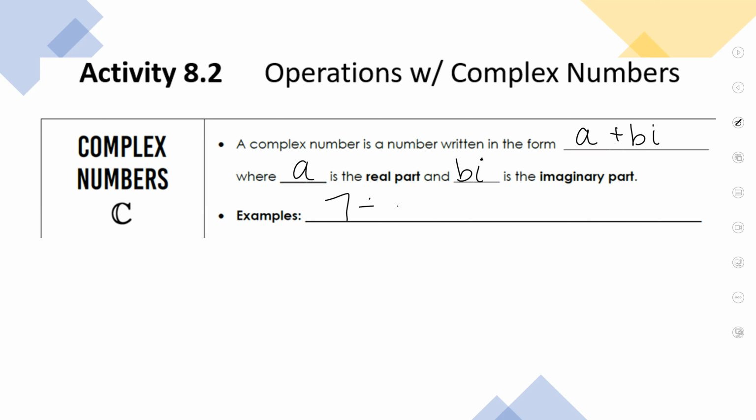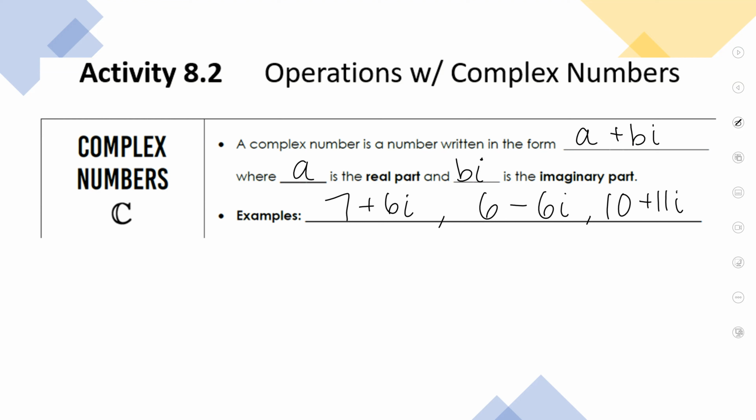7 plus 6i, that's a complex number. It has both a real part and an imaginary part. 6 minus 6i, it can be anything. Give me an example, guys. 10 plus 11i, perfect, okay? So that is what a complex number looks like.